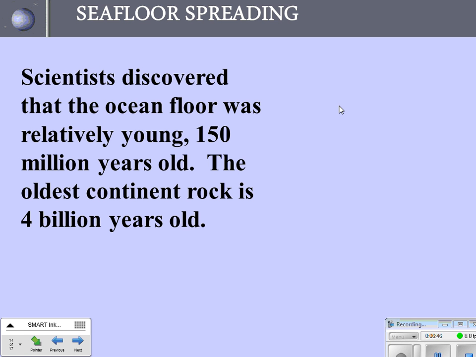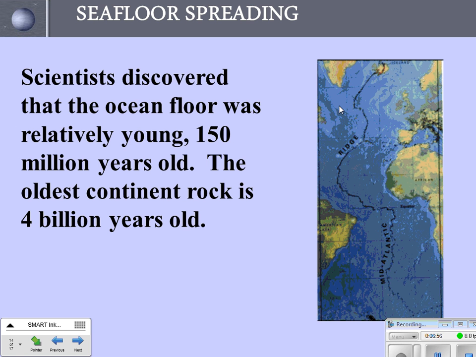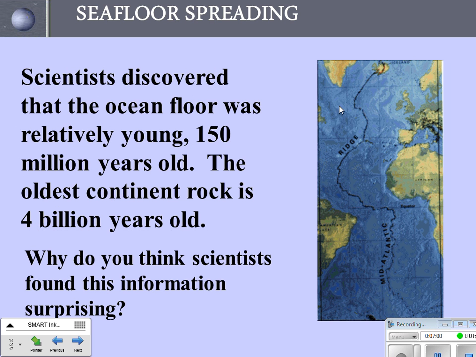Scientists discovered that the ocean floor was relatively young, 150 million years old. The oldest continental rock is 4 billion years old. So, basically, what does that mean? Why do you think scientists found this information surprising? Why would the ocean floor be 150 million years old if the oldest continental rock is 4 billion years old?